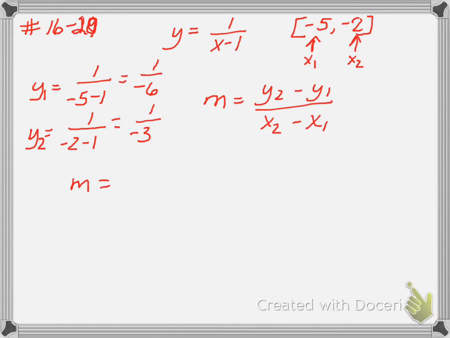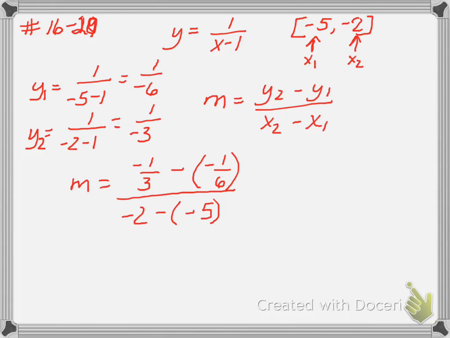M equals y sub 2 is -1/3 minus y sub 1, which is -1/6, divided by x sub 2, which is -2, minus x sub 1, which is -5. Alright, so you substitute all that in.